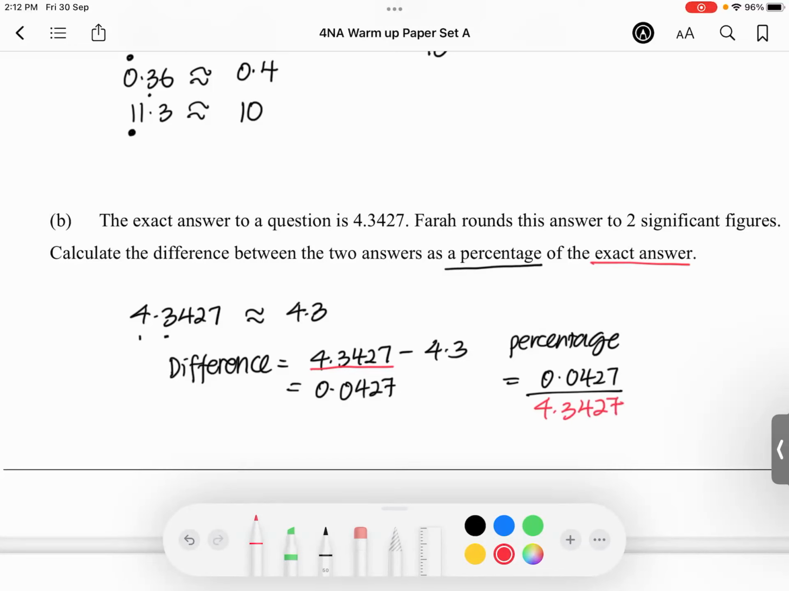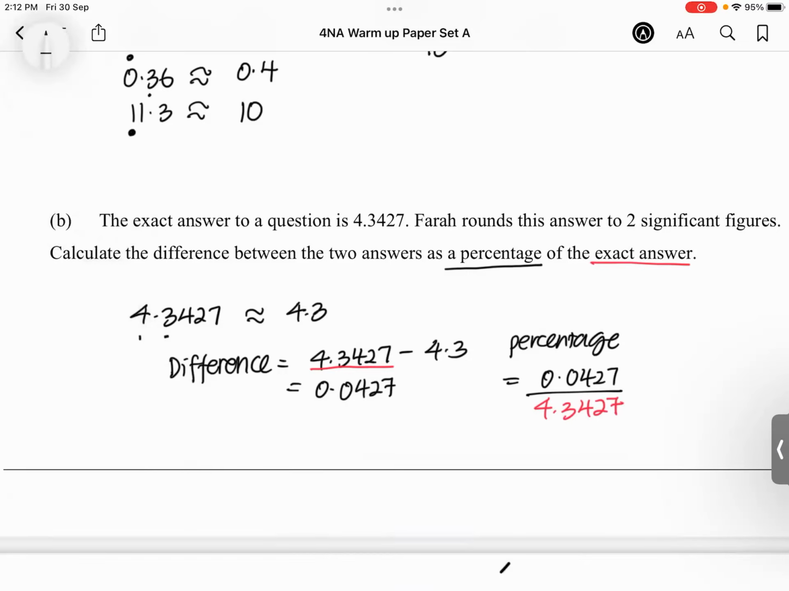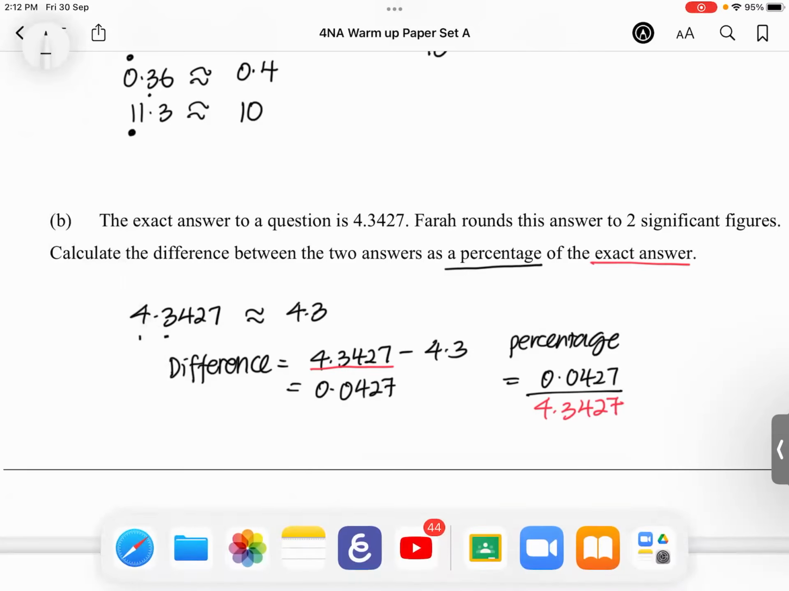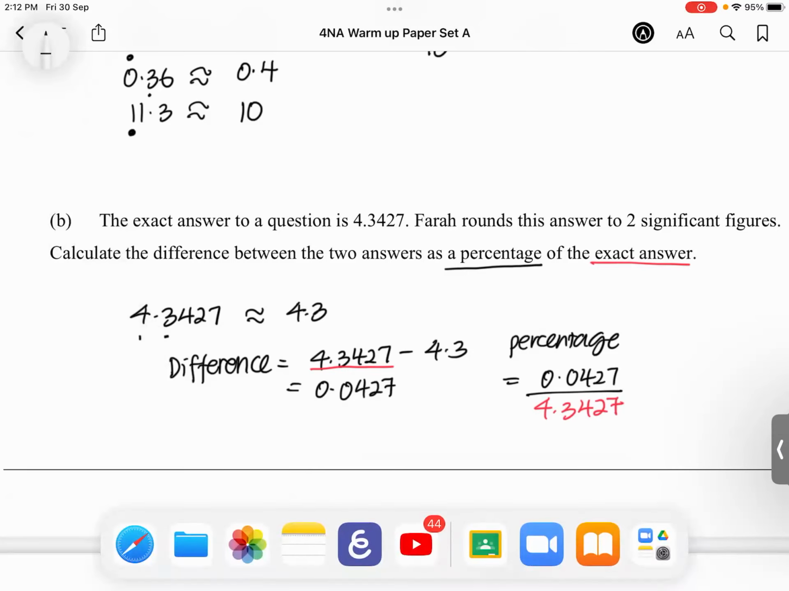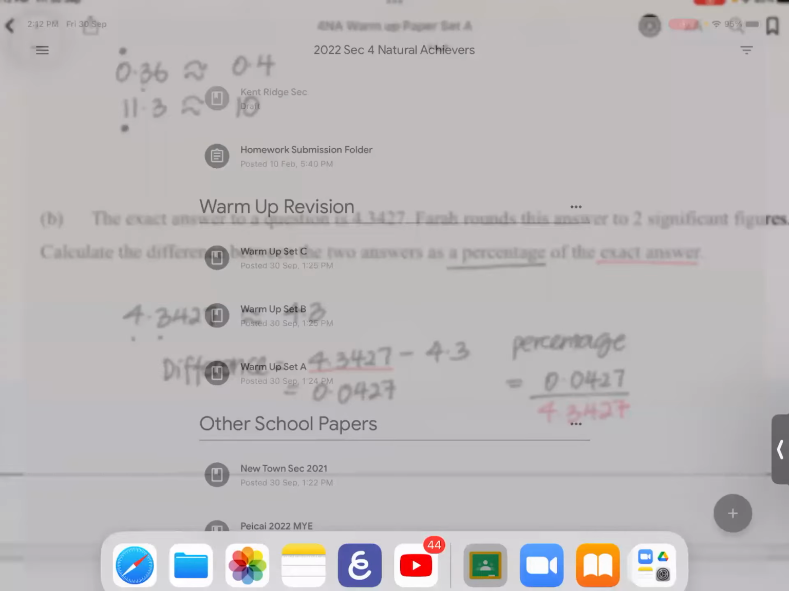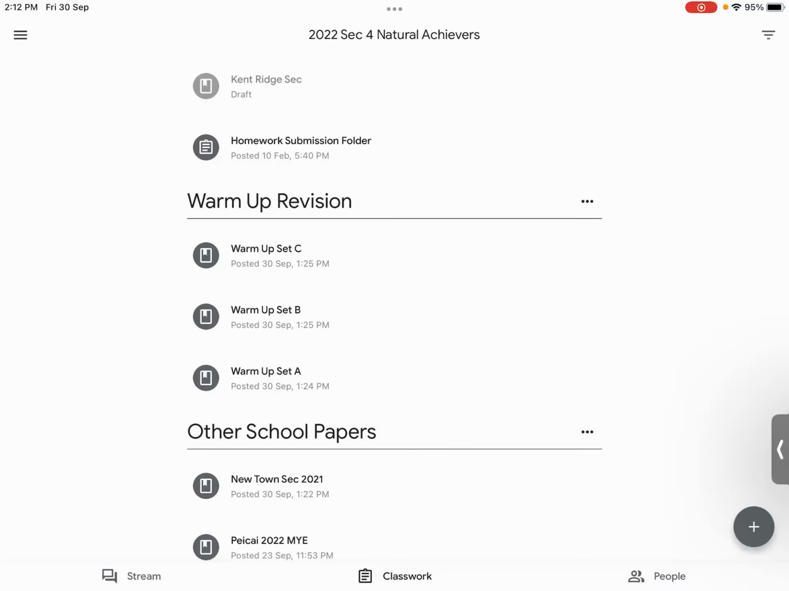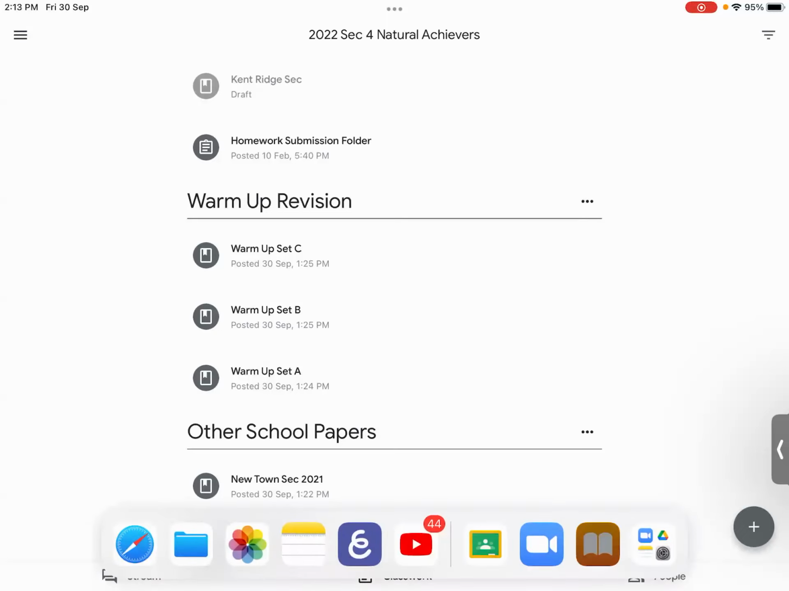Simone who just came in, I was telling them the hard copy that I gave you all for this has some missing pages and is not matching. Okay, but the pages in front are the same, the pages at the back are slightly different. The proper copy is in Google Classroom warm-up revision set A over here.